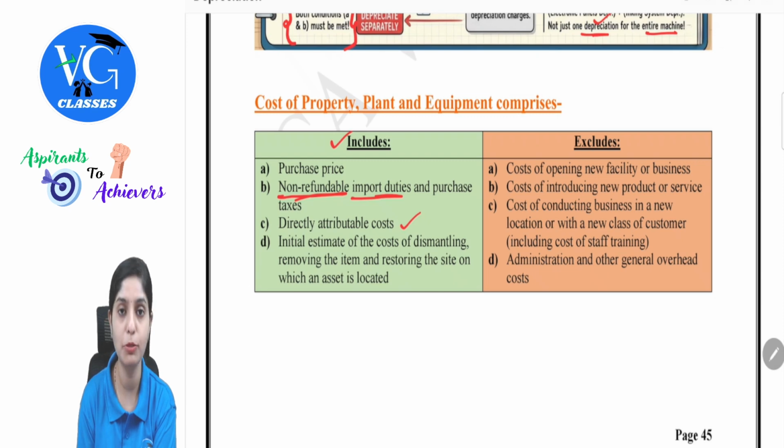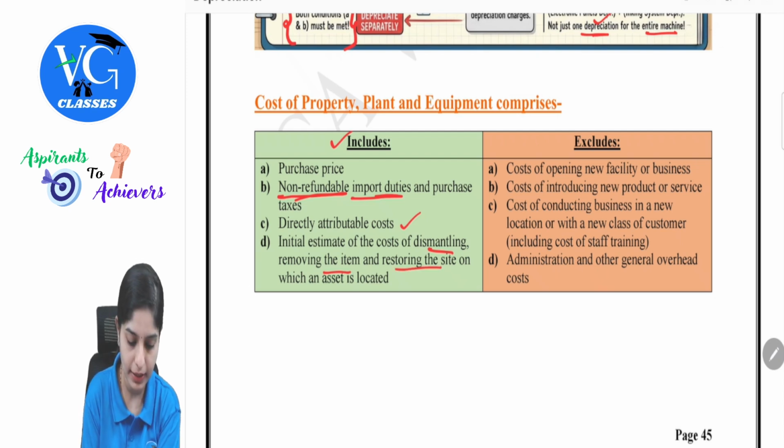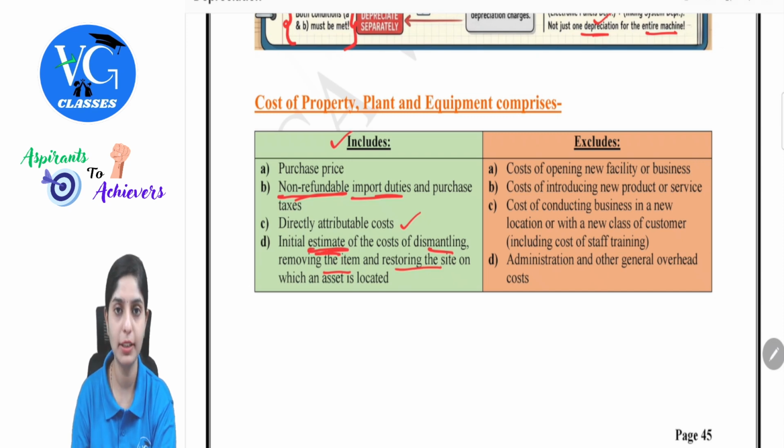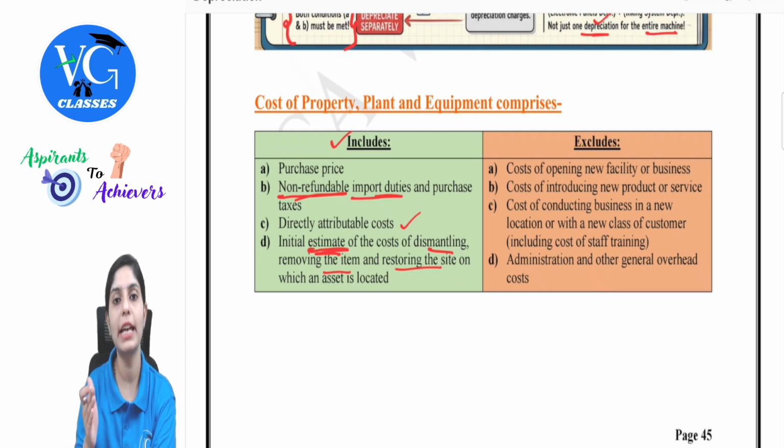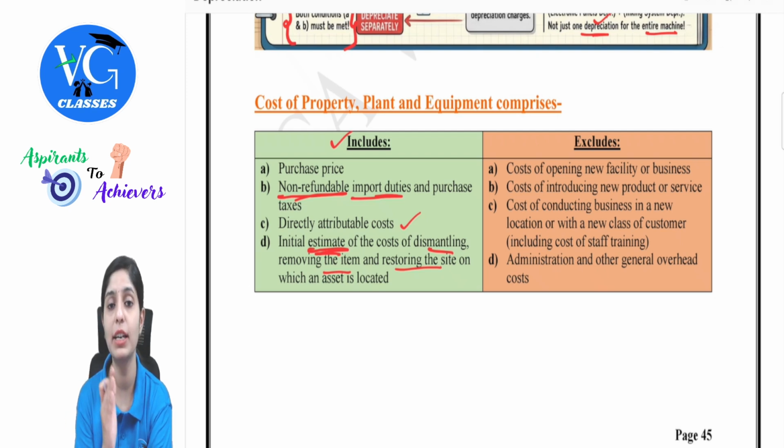And the initial estimate of the cost of dismantling, removing the item and restoring the site on which an asset is located. This is just an estimate. What this point means is, if at the end of the useful life of the asset, the person from whom you are taking the asset on rent or lease wants the asset back in the same condition as he handed it to you, that will come with certain costs. So if we estimate that at the initial period itself, it will also be considered part of the cost. I've just given a simple example. This has a detailed explanation. You will definitely look at this at your CA Inter and CA Final level.